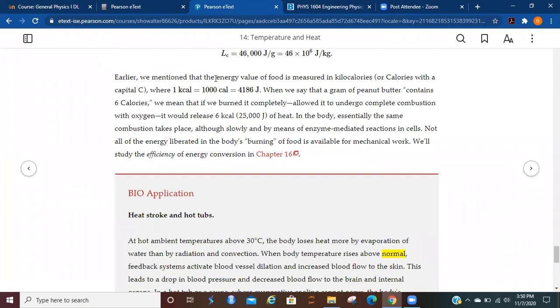So earlier we had mentioned that the energy value of food is measured in kilocalories, where 1 kilocalorie is 1000 calories or 4186 joules. When we say that a gram of peanut butter contains 6 Calories, we mean that if we burned it up completely, allowed it to undergo complete combustion with oxygen, it would release 6 kilocalories or 25,000 joules of heat. In the body, essentially the same combustion takes place, although slowly and by means of enzyme-mediated reactions in cells. Not all of the energy liberated in the body's burning of food is available for mechanical work.